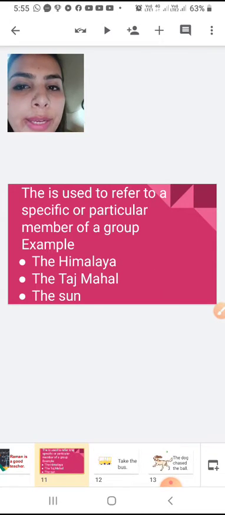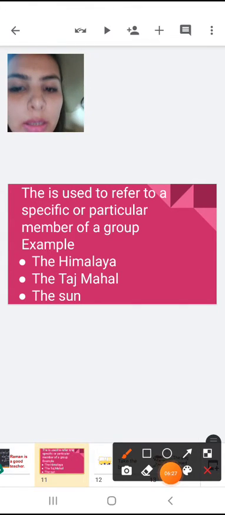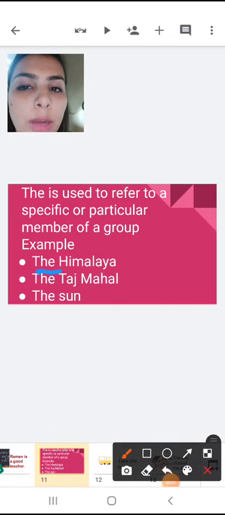Okay, we always use "the" before a specific noun. An example is "the Himalaya." Here we use "the" before Himalaya because the Himalayan mountains are a particular, or we can say specific, thing. We use "the" before Himalaya.